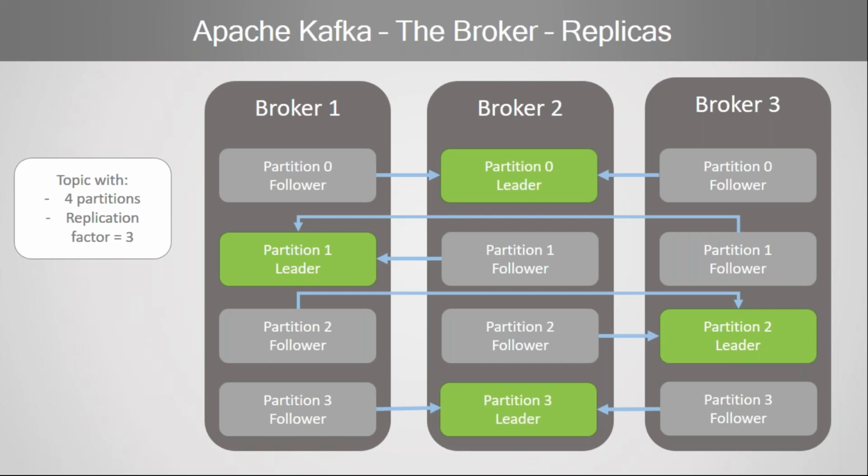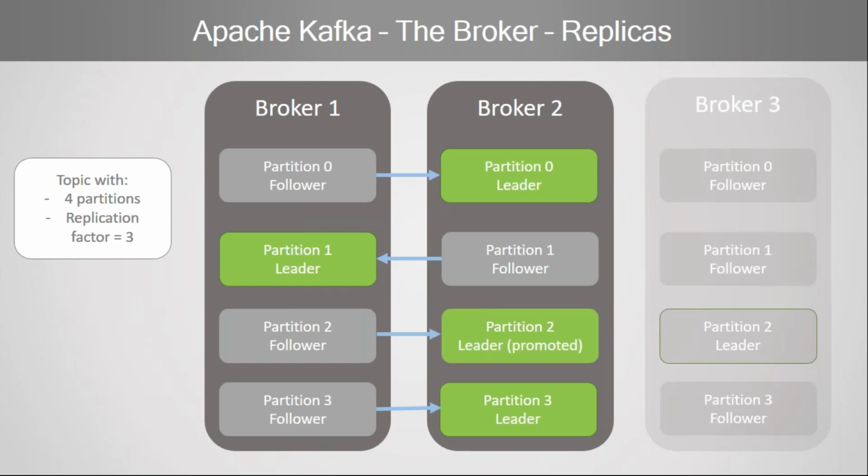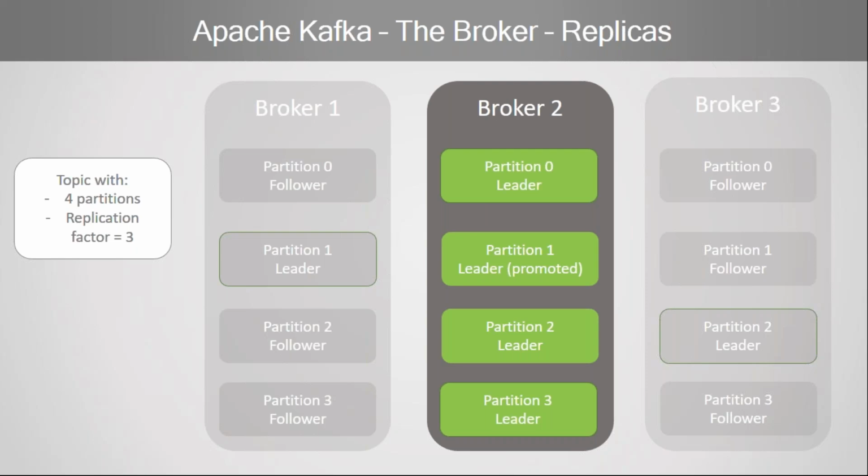Here we have a single topic which has 4 partitions, and we see that the leaders are nicely distributed amongst the 3 brokers. Because it's just a single topic, the replication factor of the topic is applied to all 4 partitions. So let's have a look. When broker 3 goes down, we fail over to partition 2 on broker 2. And when broker 1 goes down, the leader on partition 1, which is on broker 1, is failed over to broker 2.